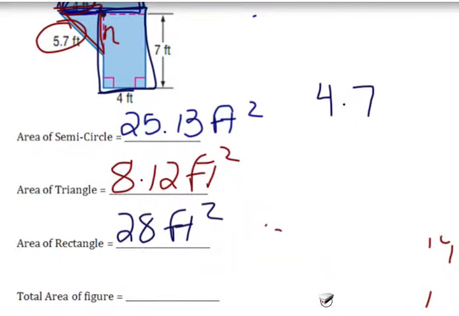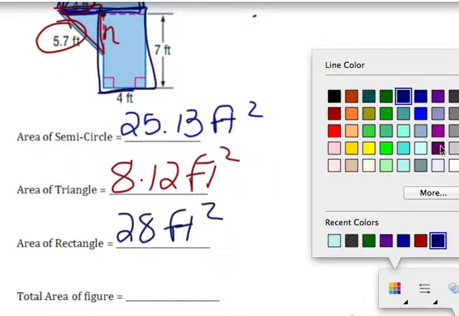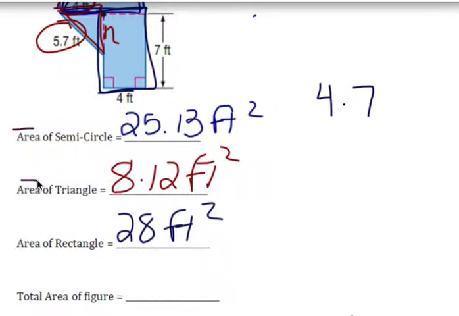So now, in order for us to get the area of this entire figure, we need to add each of these together. So 25.13 plus 8.12 plus 28, that's going to give me 61.25 feet squared for the entire figure.